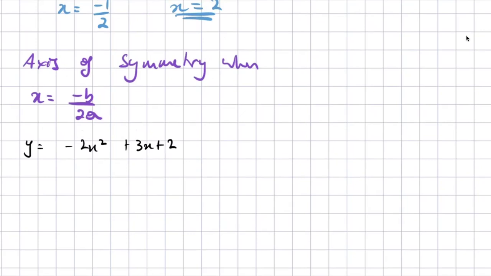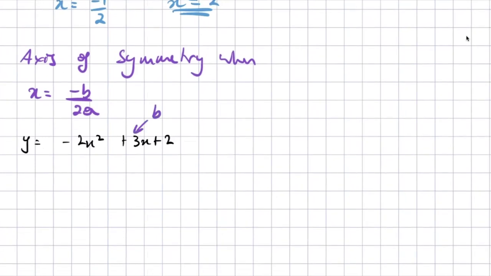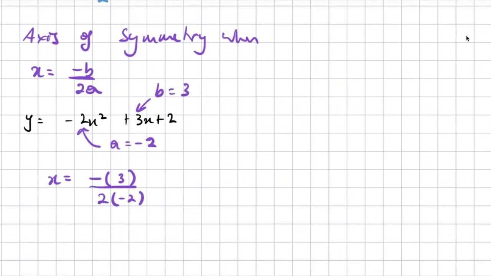You'll notice here that my b is going to be positive 3 and my a is equal to minus 2. Okay, so my axis of symmetry is minus b on 2 times minus 2. Okay, simplifying that out, we're going to end up with a negative divided by a negative, making the overall result positive. So we end up with 3 over 4 being our final answer.